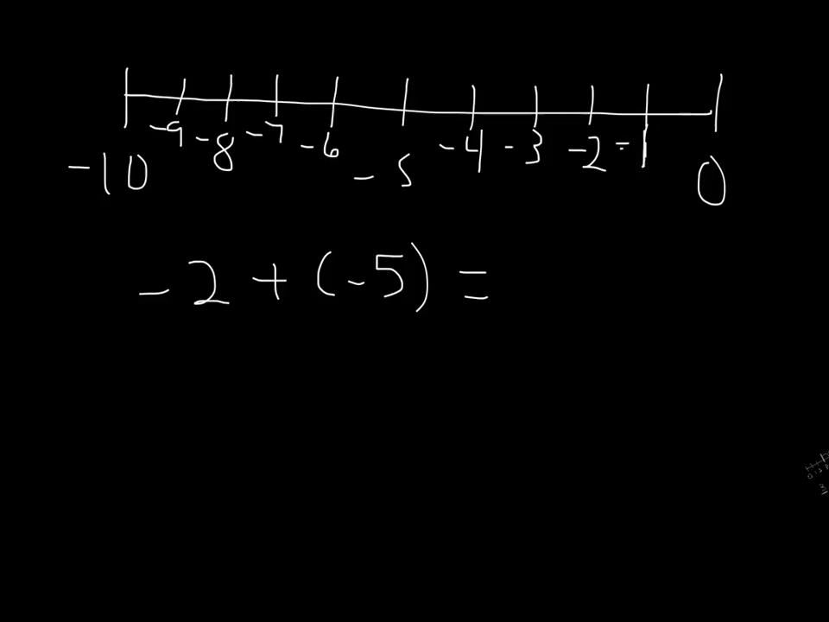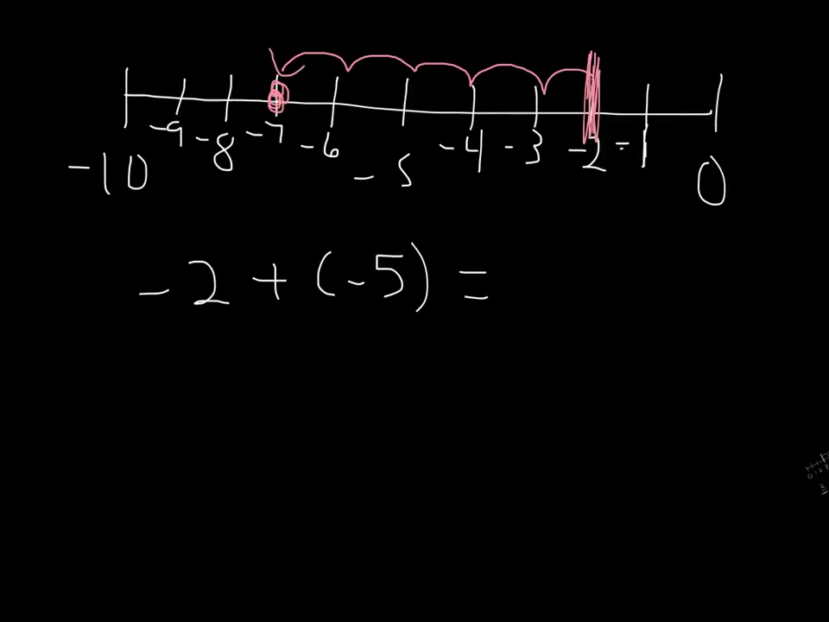Now, just like when we added with positive integers, we're going to start where the first number is. An addition problem has 2 addends and a sum, and the first addend is negative 2. And so I'm going to mark right here at negative 2. That's my starting place. And this time I'm adding negative 5. Now, if when we added a positive, we went to the right, then you've probably guessed that when you add a negative, you actually go to the left. And so we're going to go left 5 spaces. We're going to go negative 1, negative 2, negative 3, negative 4, negative 5.